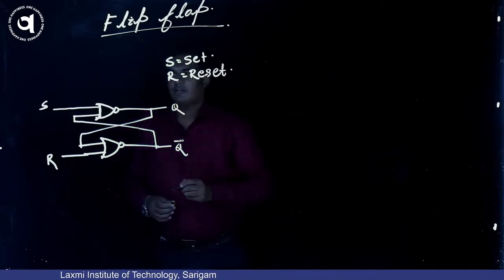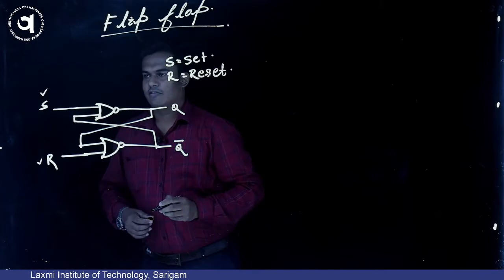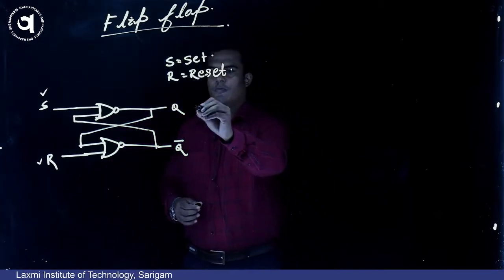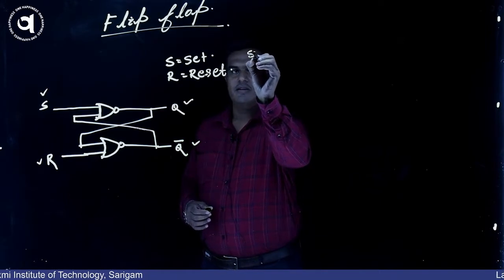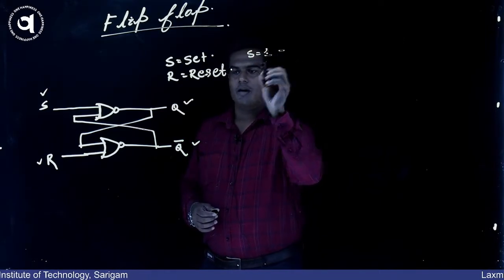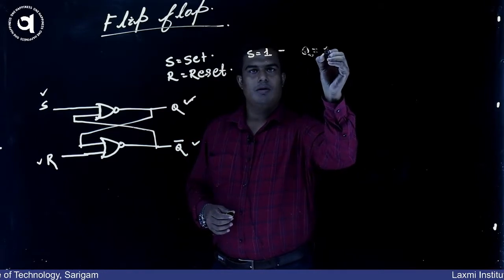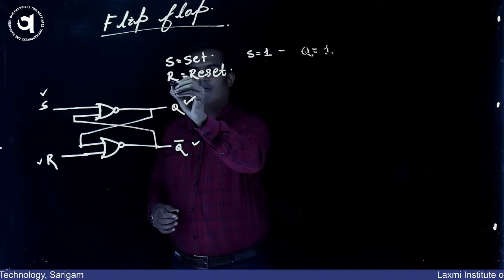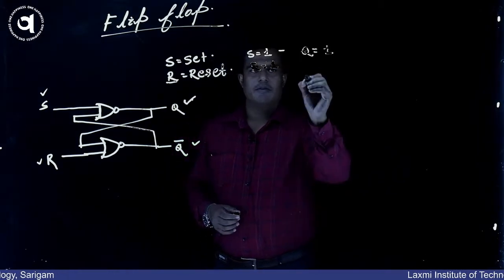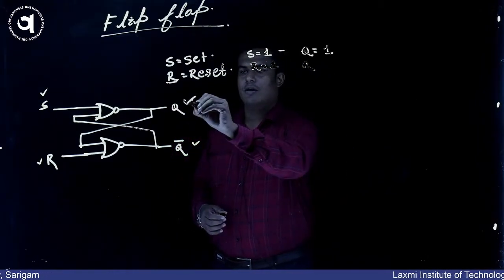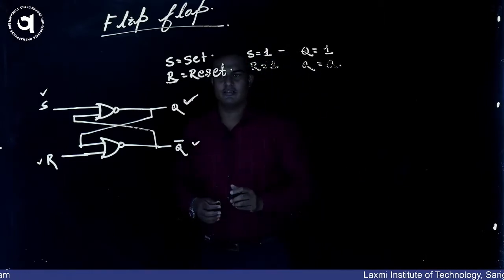Here, as we can see, the inputs are S and R. These are our set pin and reset pin, and the outputs are Q and Q bar. When we make S equal to 1, it will make output Q equal to 1. And when we make the reset pin R equal to 1, it is a reset pin, so our output Q will become 0. So this is all about set and reset in digital electronics.